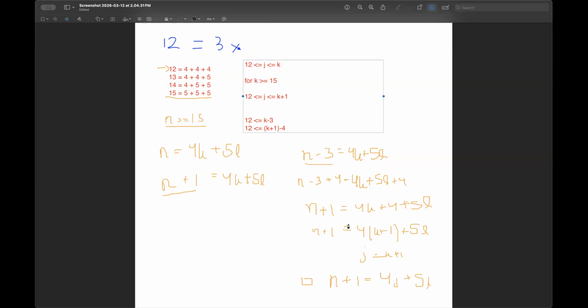So when we solve this for n plus 1, we end up with some other constant, but it's still a constant that is multiplied by 4. So you have 4-cent stamps times j, where j is this new constant, and 5-cent stamps times l over here. And that will still be some number of 4-cent stamps plus some number of 5-cent stamps.